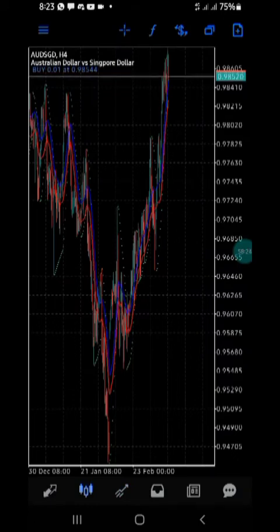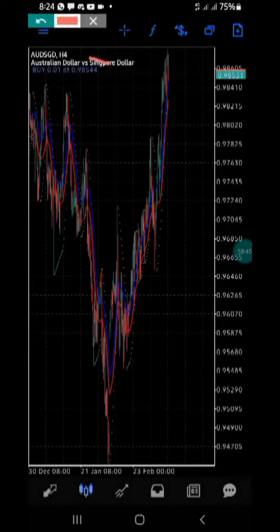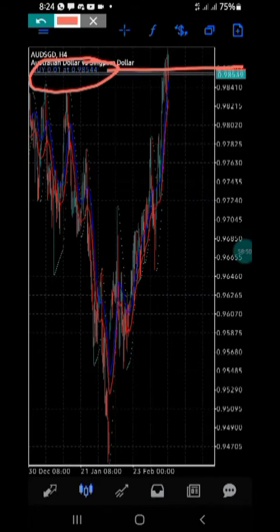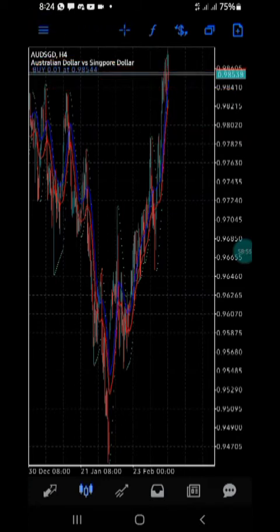Normally you place your stop loss below if you are buying. If you're selling, you place your stop loss above the point you took your sell order. So I took my buy somewhere around here. You can see buy. So I will put my stop loss somewhere around here at 0.98410.